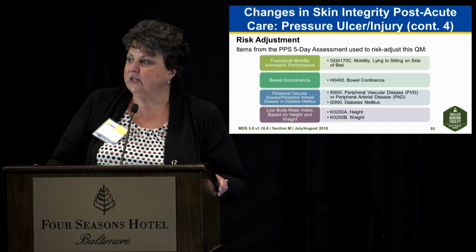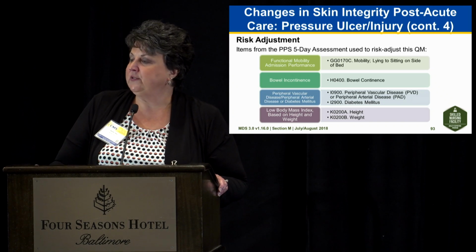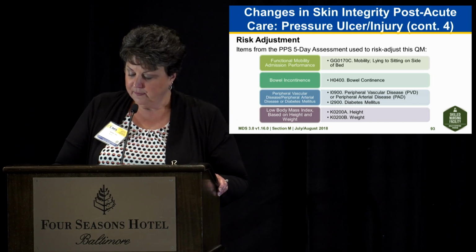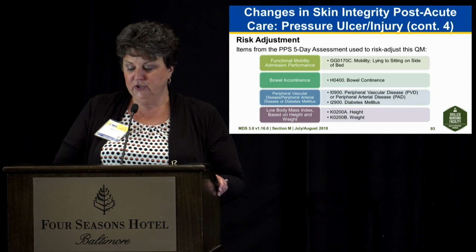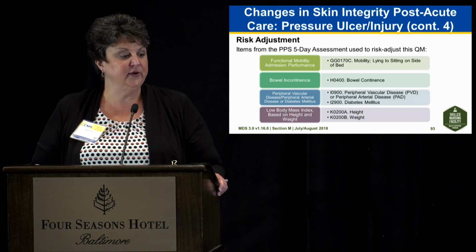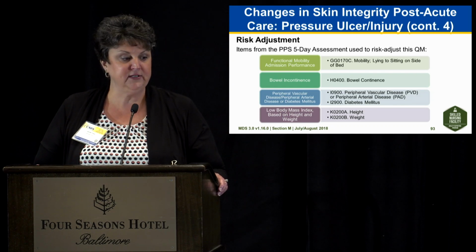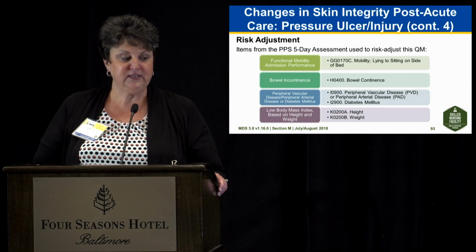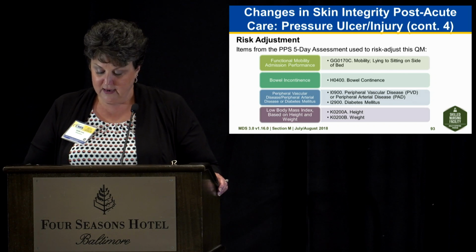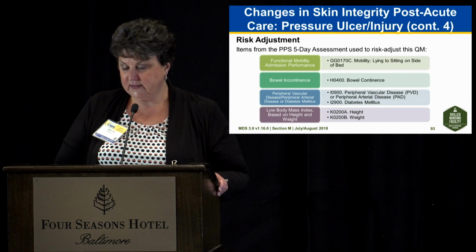There are some risk adjustments. These are pretty similar to what the risk adjustments were in the other measure. The first is functional mobility. This is a change. We're now using GG0170C, which is lying to sitting on the side of the bed, for the covariate for this.